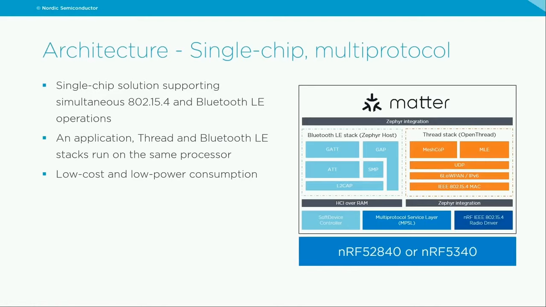To build a Matter device, the right architecture is a single-chip multi-protocol architecture. This single-chip solution supports simultaneous 802.15.4 and Bluetooth Low Energy operations. Using this architecture, a single chip runs a user application, the Matter application layer, Thread and Bluetooth LE stacks, and everything else that you need to build a full-featured Matter device. This architecture is low cost and allows you to achieve low power consumption.